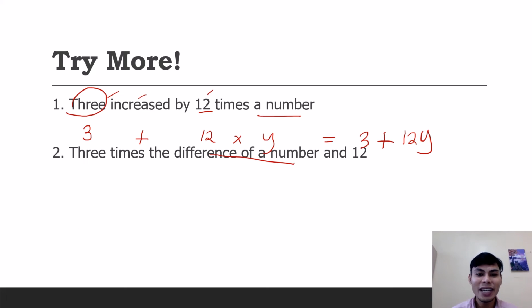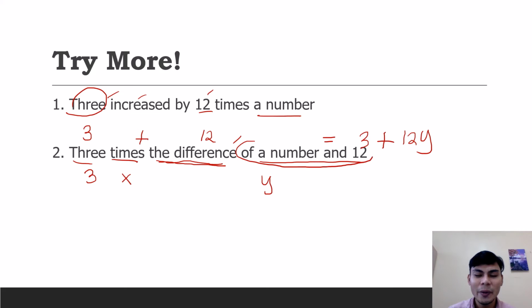Number 2, 3 times the difference. Ay, difference naman. So, 3 times the difference of a number and 12. Erasin muna natin dito. 3, okay, isulat. Times, isulat. Difference. So, meaning minus natin, no? A number and 12. So, 3 times difference of a number. We don't know the number, so let's use y. But it's the difference, ha? Difference of a number. This is the continuation of a sentence, ha?